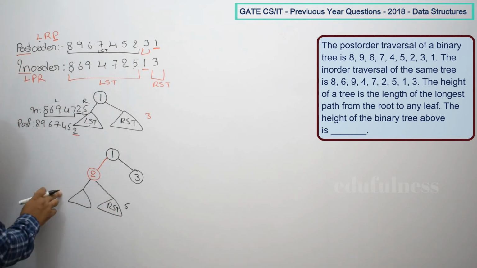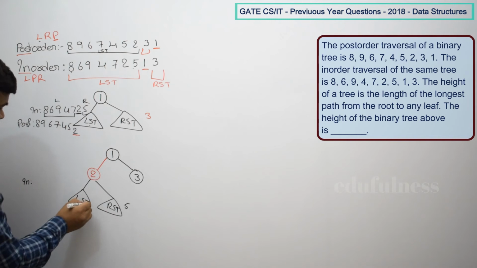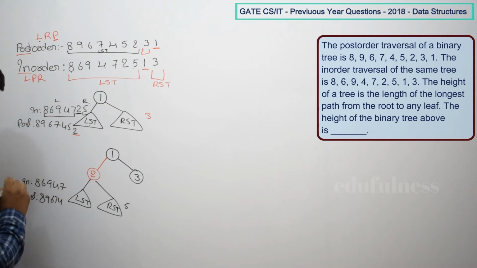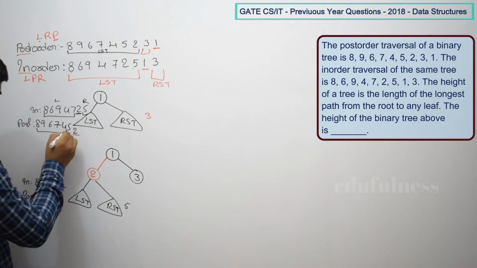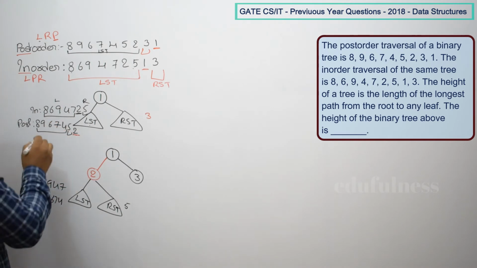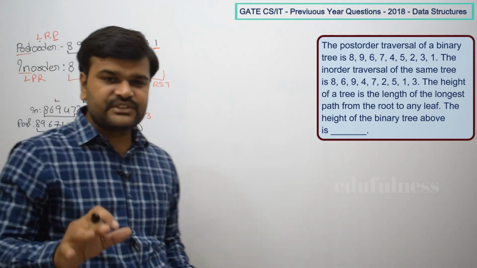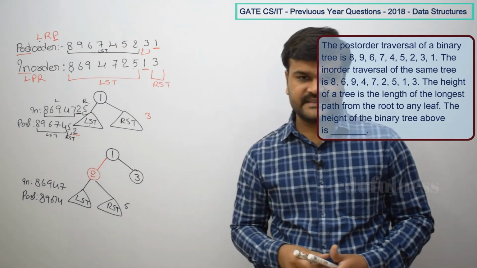Okay, now if you take its in order, so left subtree in order if you take 8, 6, 9, 4, 7 and post order if you take 8, 9, 6, 7, 4. Okay, so this is the post order and this is the left subtree and this is right subtree vertices. So recursively same thing we are going to apply always.